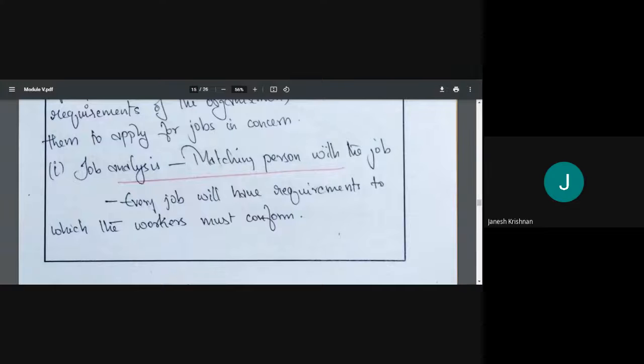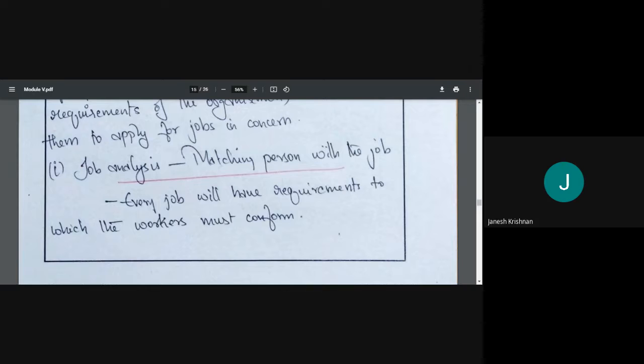How do we select a person for a job, right? How is a person selected for a particular job? So what is the process? What are the steps involved in selecting a person for a job? We know staffing is like selecting the best man for the best job, the right man for the right job.